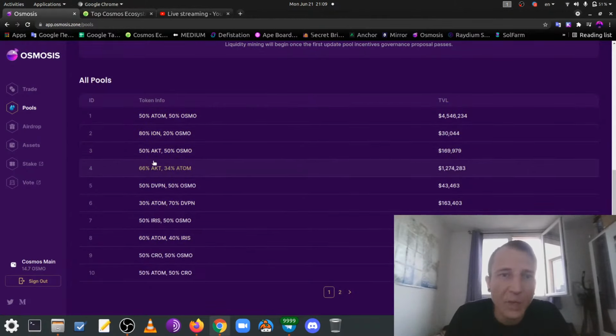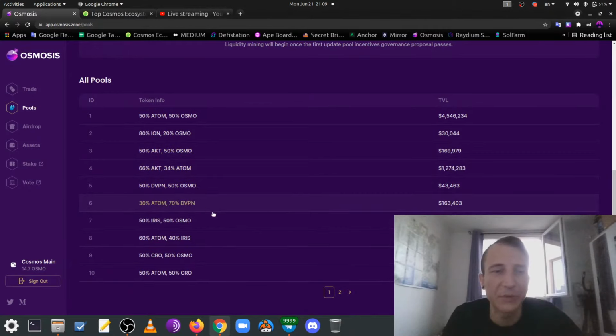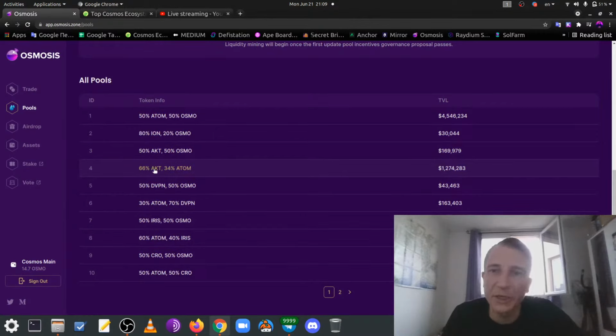Also you can see that not every pool is 50-50. For example, pool number 2 is 80 to 20, or number 4 is 66 to 34. So this is also some difference in the exchanging, and it means in this pool it's much easier to change atoms to Akash, and in this pool it's much easier to change Osmo to ion, not ion to Osmo. And where it's 50-50, it means that it's the same ease of changing.